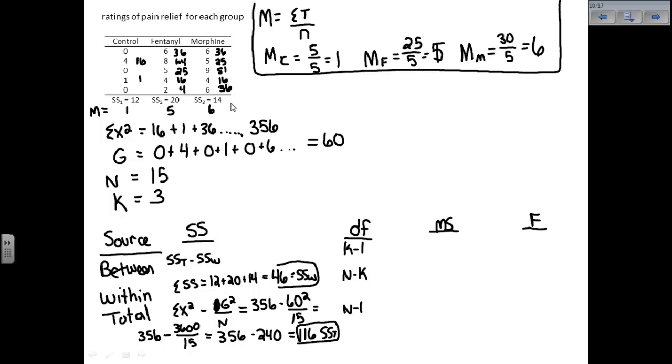So we've got that value. Then to find sum of squares between, using the easy route, you take your sum of squares total, which we found to be 116, minus your sum of squares within, 46, and you end up with a sum of squares between of 70. All right. Moving on to degrees of freedom. We have 3 levels. 3 minus 1 is 2. That's our degrees of freedom between.